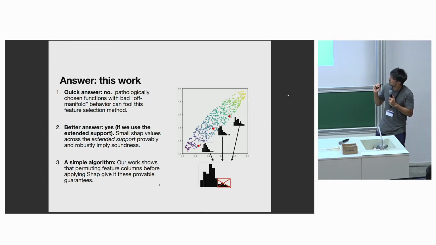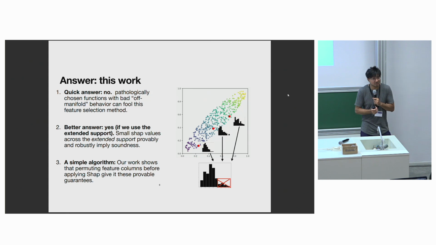But what we found that's a little more surprising is that if we slightly tweak SHAP, and instead of just looking across the support of our data distribution, which is where the average is taken over, we extend the support, which I'll explain in a second, then it turns out this method is pretty sound. It's actually quite robustly sound, meaning that not only does exactly 0 mean we can discard the feature, but even being somewhat close to 0 means we can discard the feature in a fairly straightforward way.